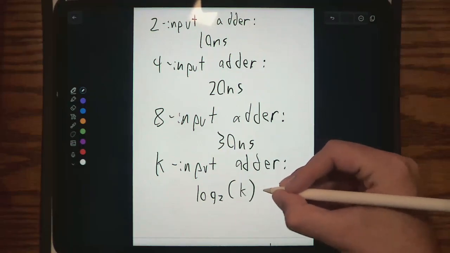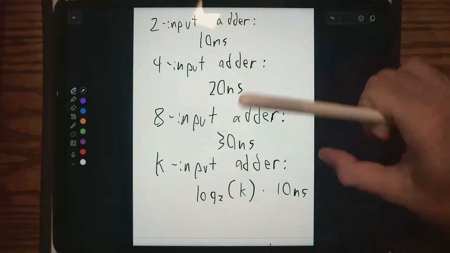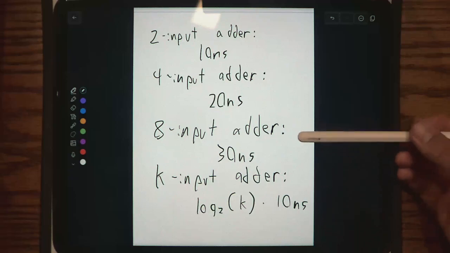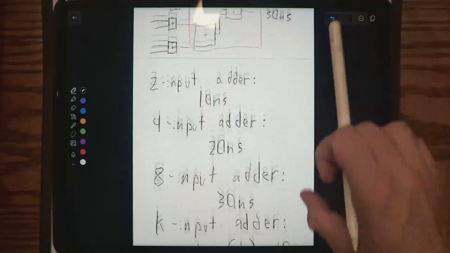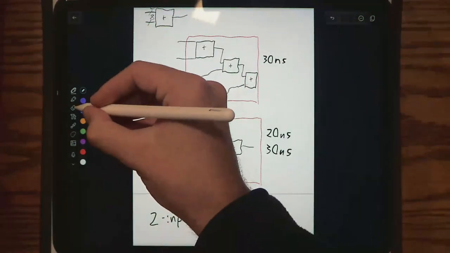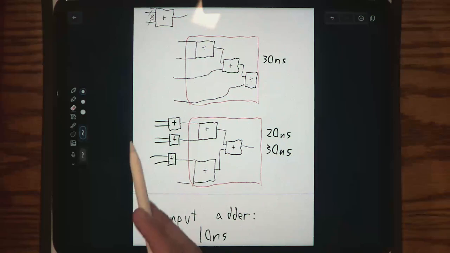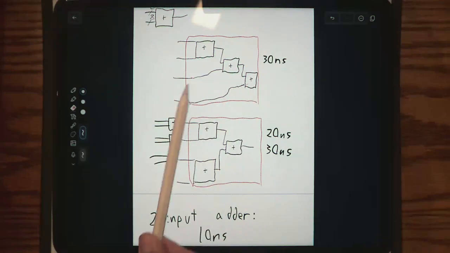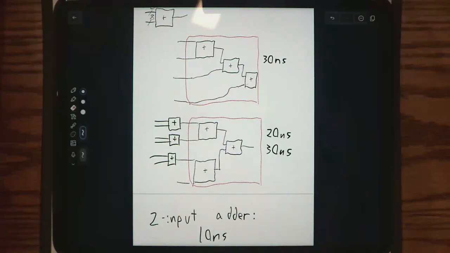times 10 nanoseconds. Okay, but now let's say maybe we had a 7 input adder. What will our delay be? Yeah, I think it's still 30, right? If we had a 7 input adder and we just got rid of that input, then now there's 7 inputs, but the maximum parallelism that can happen is still 3 whole layers right here. There's 1 layer, another layer, another layer. So we still need to wait at least 30 nanoseconds.